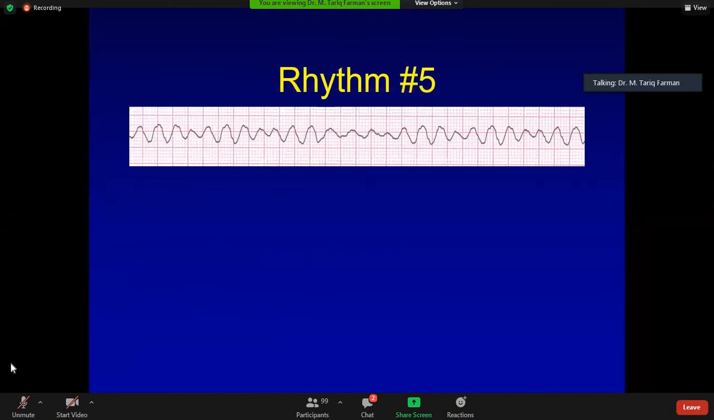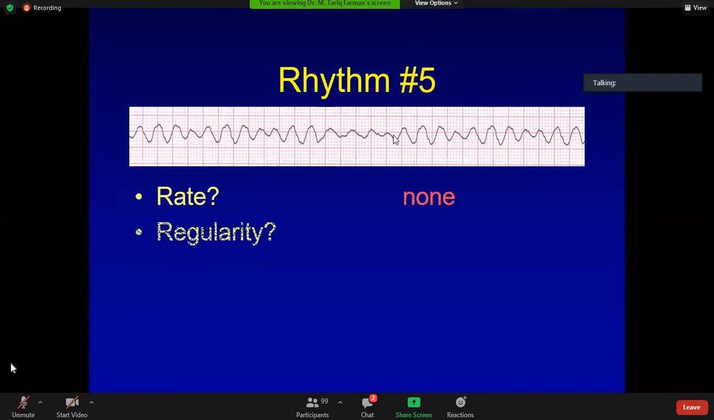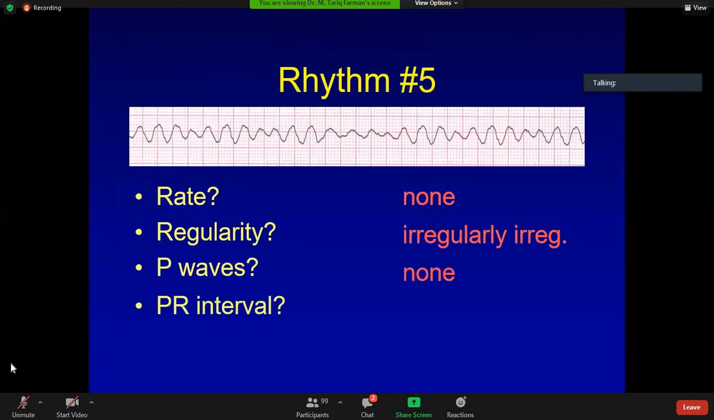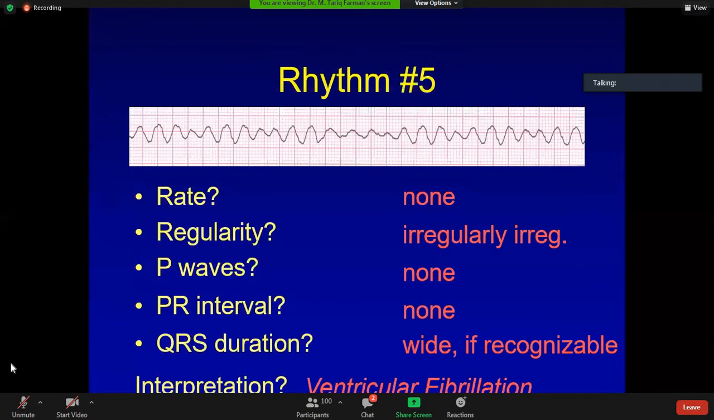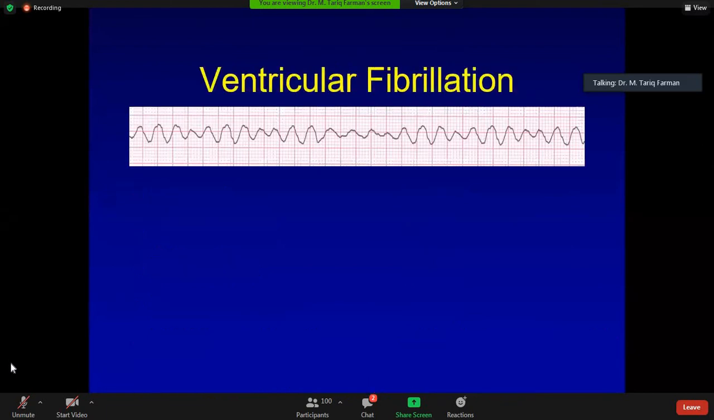Okay, so rhythm 5: there is no normal QRS complex, no P wave, just chaotic activity. What is this? This is ventricular fibrillation, a life-threatening tachyarrhythmia. Don't delay the treatment. And the treatment is defibrillation, electrical defibrillation. There is no other way.